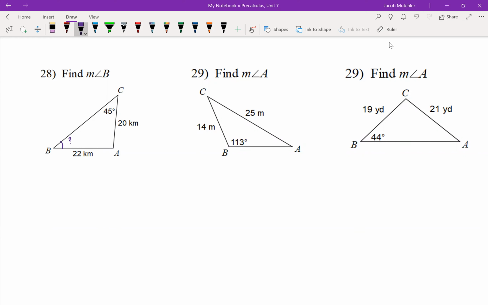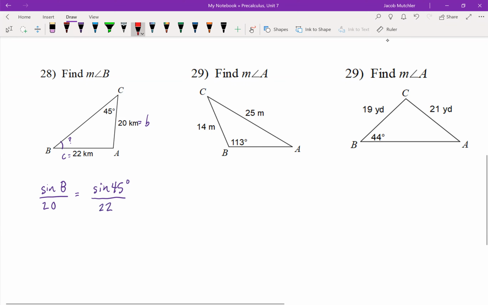So my setup's going to be sine of angle B divided by the side opposite it, so that my side B is going to be 20 kilometers, equals, and then I want to pick up another angle where I know both the angle and the side measure. So I see I've got C here is 45 degrees. So that's sine of 45 degrees divided by the side opposite C, which is going to be 22.